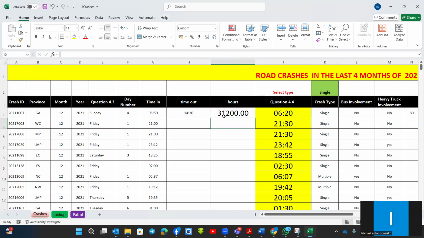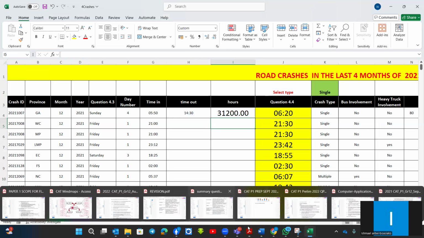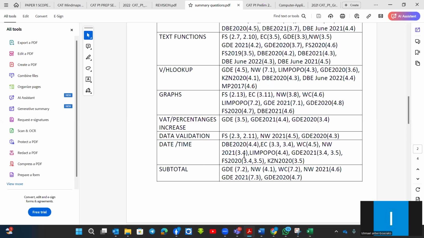Right. So basically, this is how we calculate time using the time function, using the hour function, or calculating the number of hours, minutes, and seconds. There are a number of questions that you can try your hands on as you prepare for the examination. You can check KZN 2020 question 3.5, Free State 2020 questions 3.4 and 3.5, as well as Western Cape 4.5 for 2022. So you can try your hands on all these questions. Good luck.